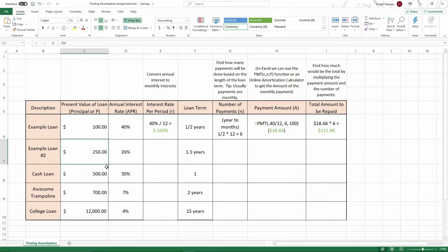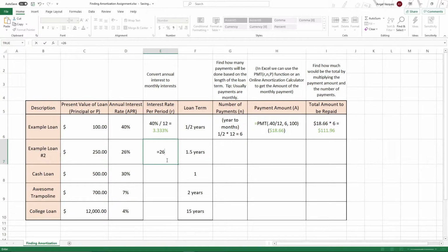So we have $250 as a principal. That's the amount of the loan that we receive, and we have to pay 26% every year as an interest rate, right? So as an APR. So over here we have to find how much that would be for every period, in every month, in other words. So if it's a year, every year has 12 months. So let's go ahead and put 26%. This cell is going to be equal to 26%.